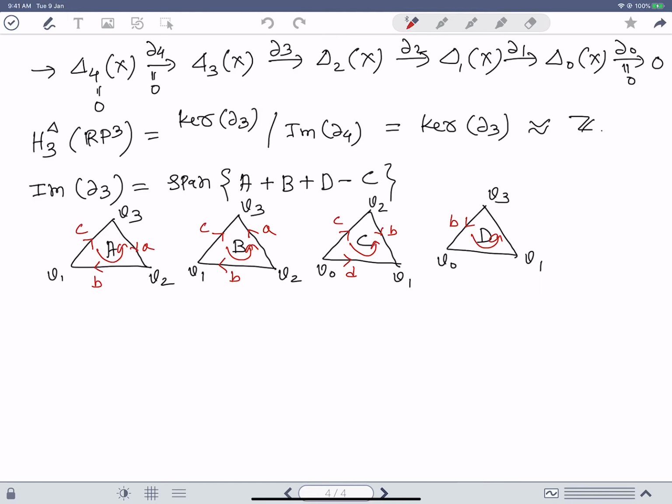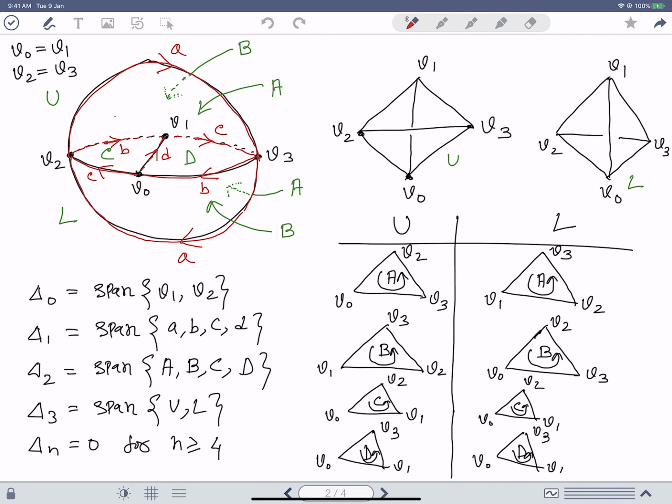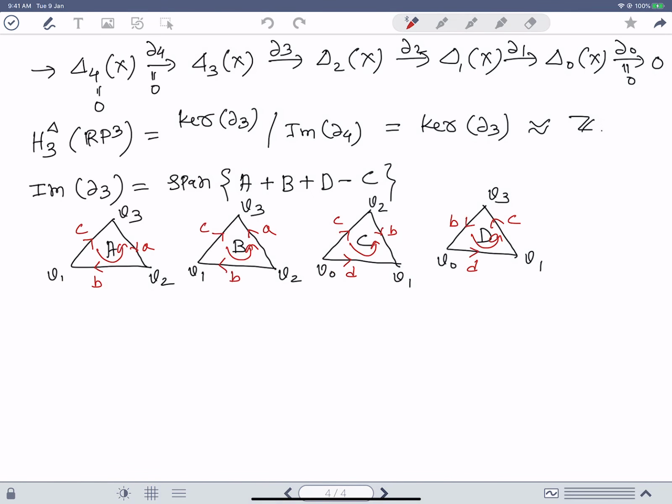So V0 to V3 is B in a reverse way. Now from V0 to V1 we have D, and V1 to V3 we have C. You can check this one again, D. Okay, you can check that V1 to V3 we have C. So you can verify all of this: capital A, capital B, capital C and capital D.